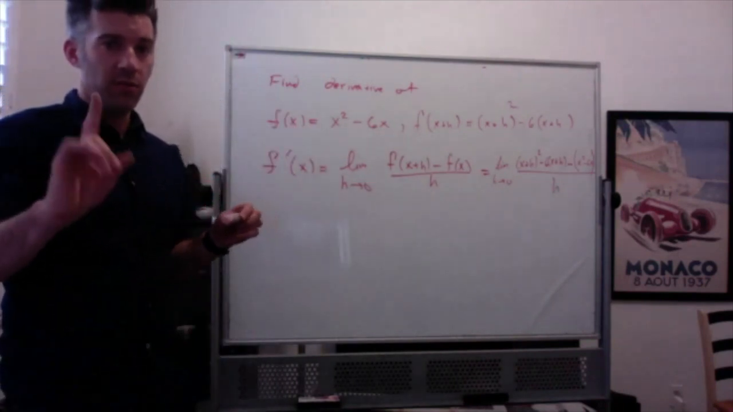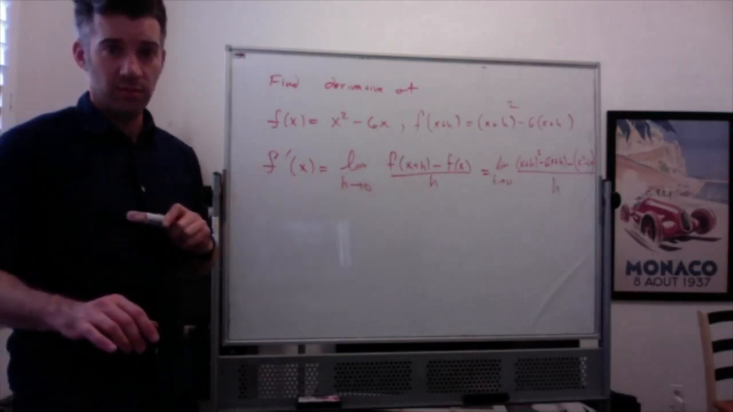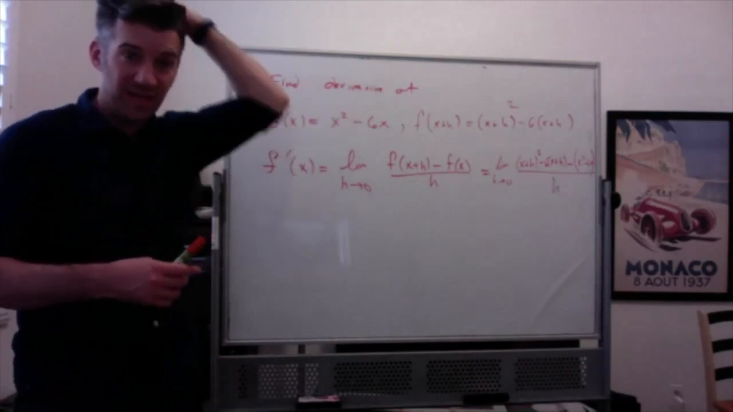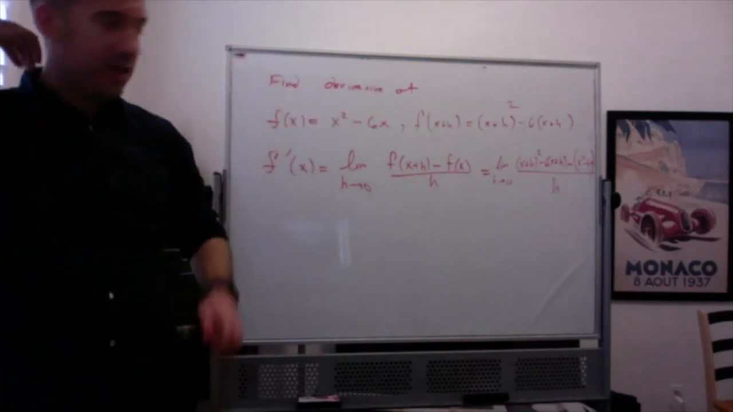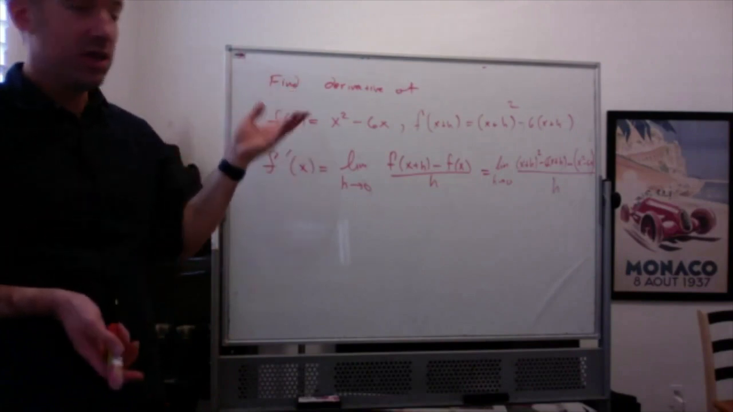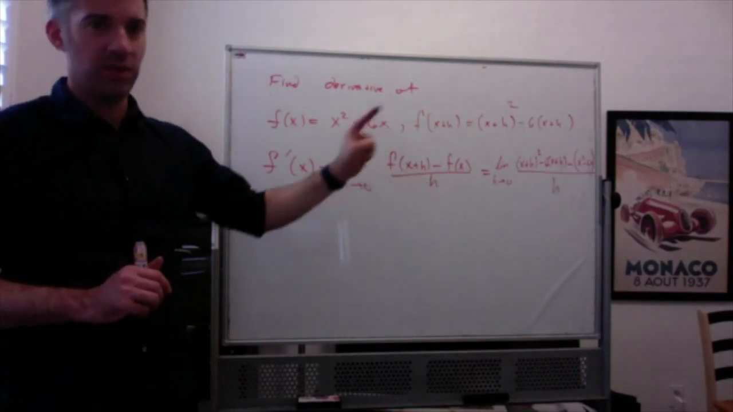Our number one goal is to cancel that h out in the denominator, right? Right now we have a 0 over 0 type of limit, which is why we spent time talking about 0 over 0 types of limits. And we don't want that, right? We can't do anything with that until we can cancel out that h. So our primary number one goal, cancel out h. We don't like it. We want it to go away.